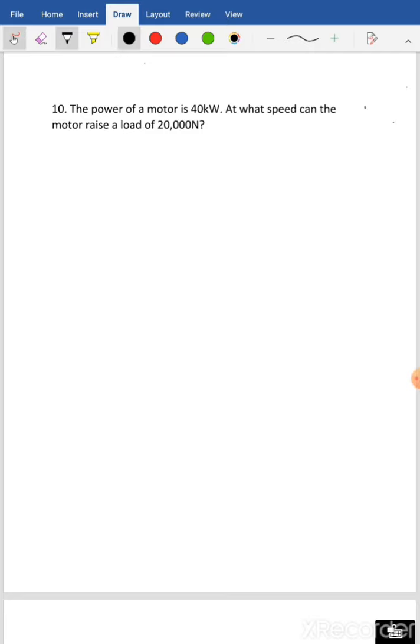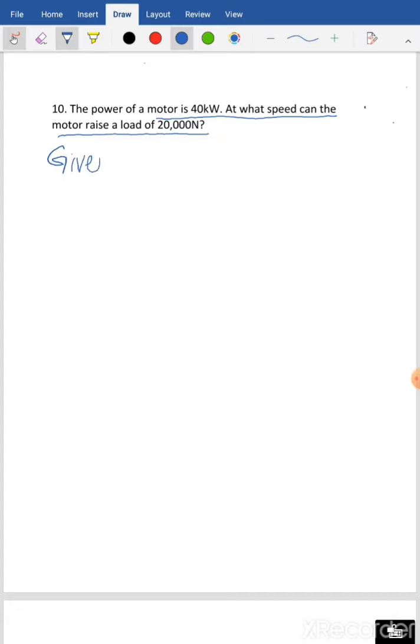So the first question that I have taken today is question number 10. The question says the power of a motor is 40 kilowatt, at what speed can the motor raise a load of 20,000 Newton, that is 20,000 Newton. So let's follow the rules.